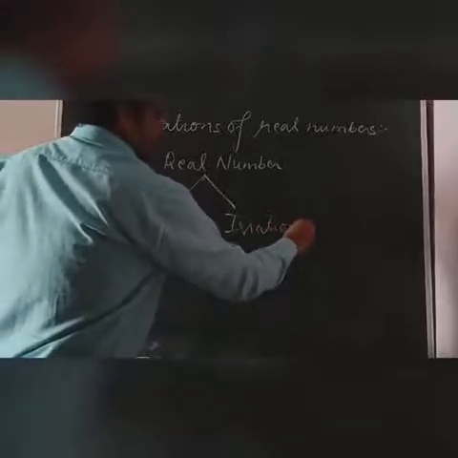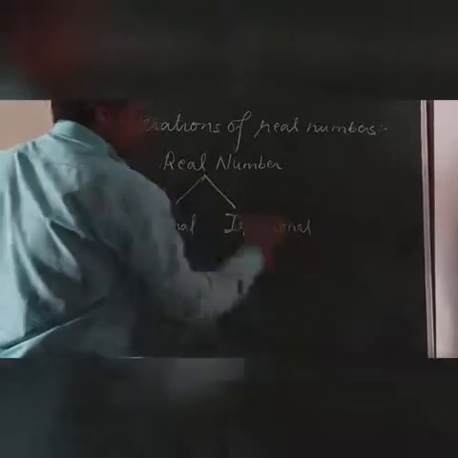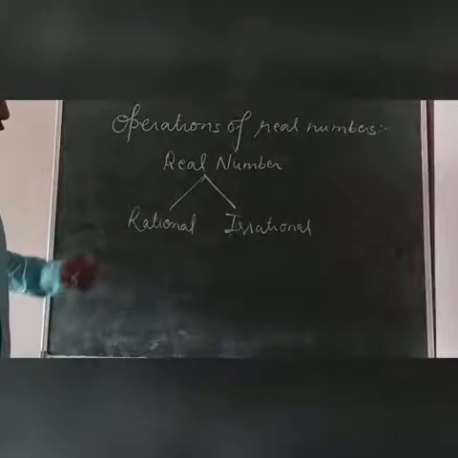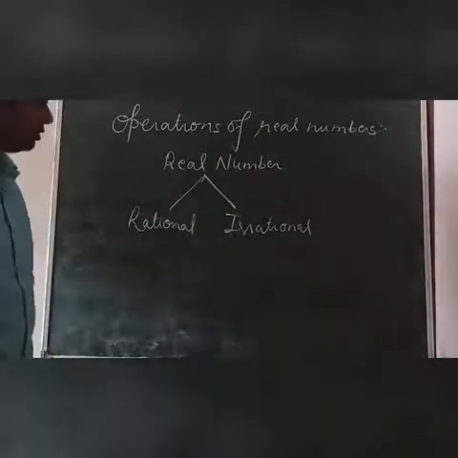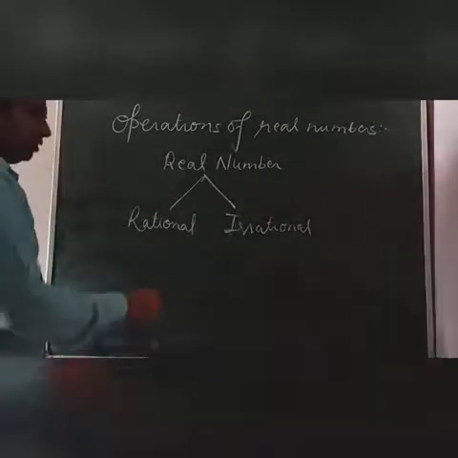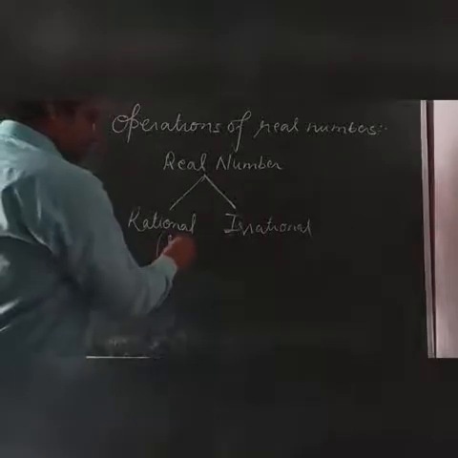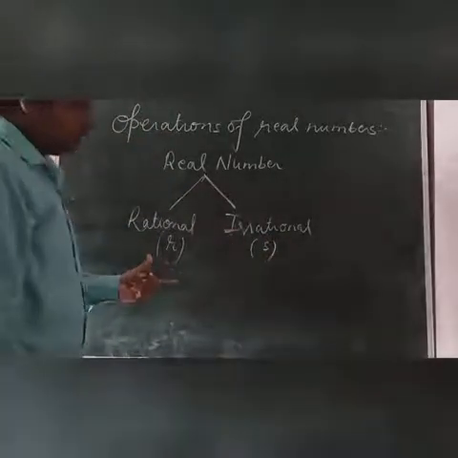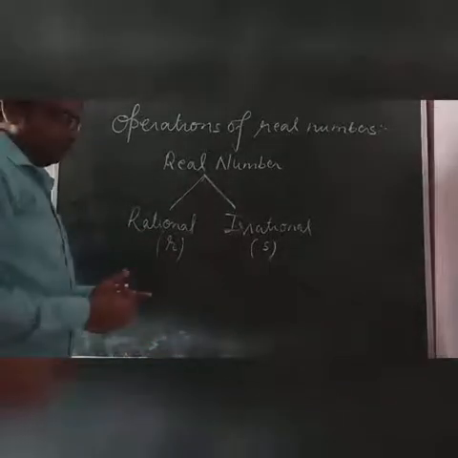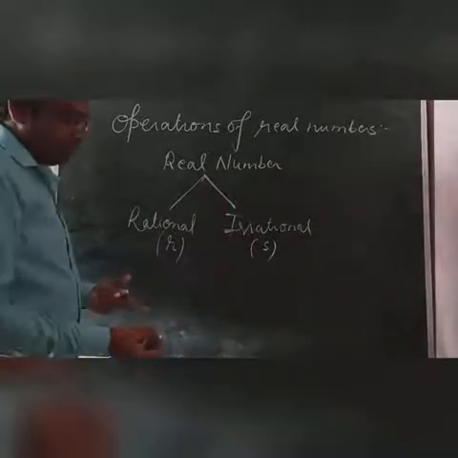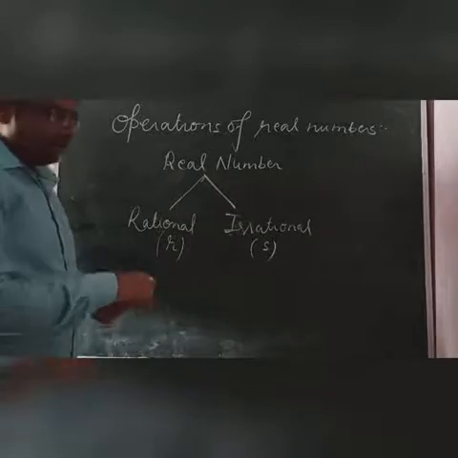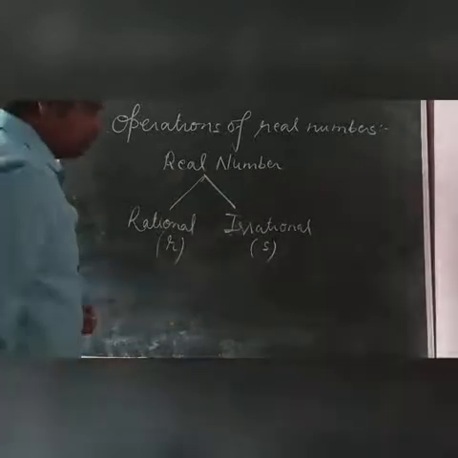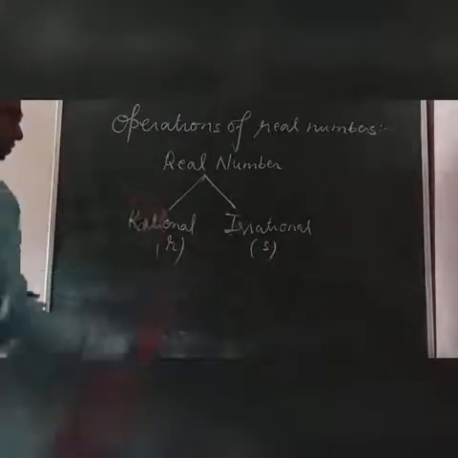Rational and irrational. Now, two types of number: rational numbers and irrational numbers. So, if we take a rational number and an irrational number, what is the value of r plus s, r minus s, r into s, r divided by s, or anything? Suppose two rational numbers are given.